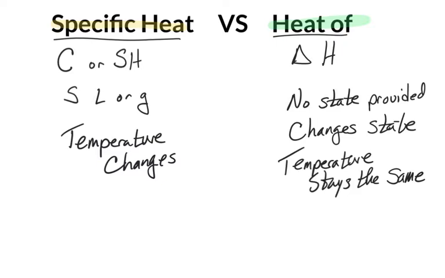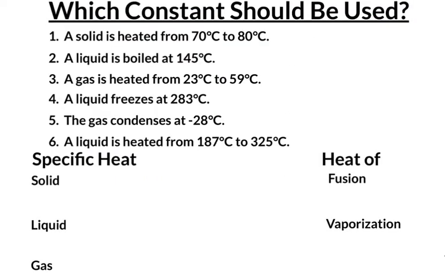This next section is not in your lecture notes, so you may want to get an extra piece of paper for it. Here we have a list of different things being heated or cooled. And we're going to categorize each of them as either a specific heat type of constant should be used or a heat of should be used, and then after that we'll decide whether it's the solid, liquid, or gas, or fusion or vaporization. So let's go through the first couple of them together, and then I'll leave the rest of them for you to do.